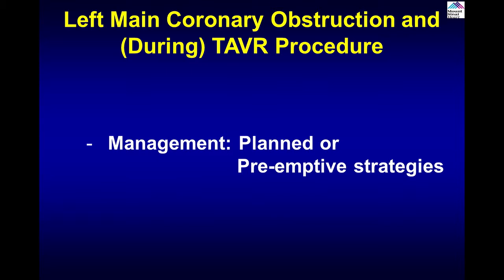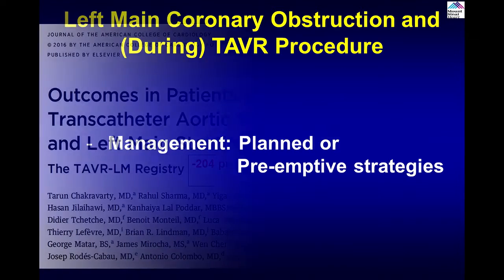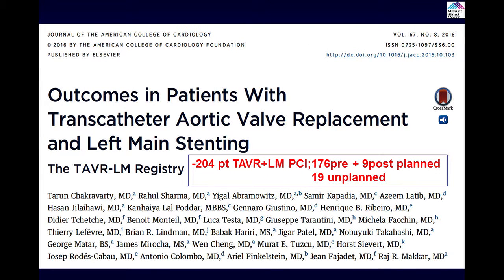And that's where it is. We understood this is a high risk case. What can we do? Next. So now the latest paper that just came out last month was the TAVR left main registry: 204 patients with a TAVR and left main. 176 had pre-TAVR PCI, 9 had post-TAVR, and 19 were unplanned.